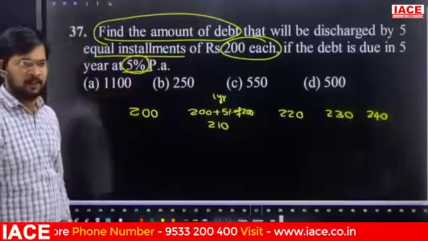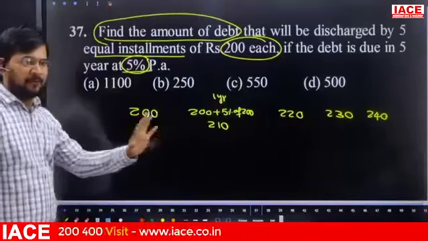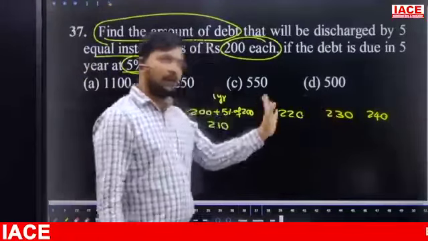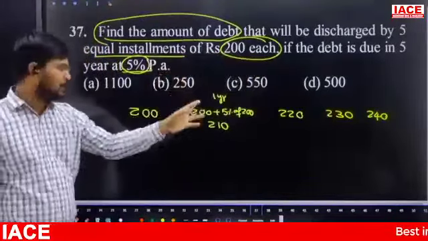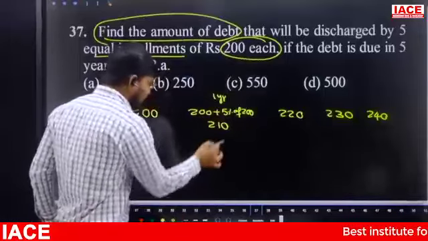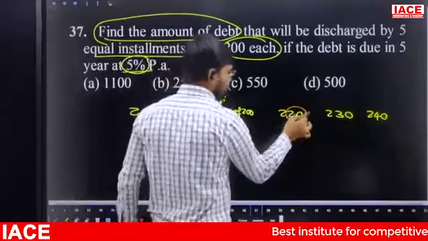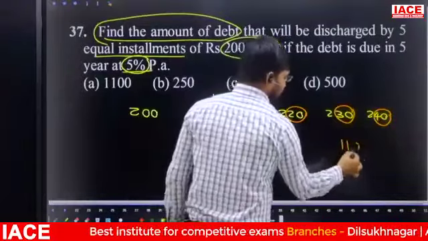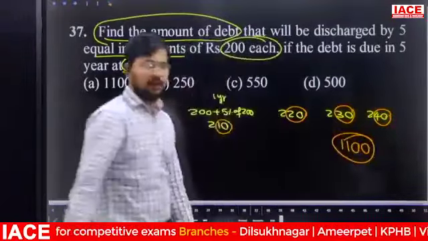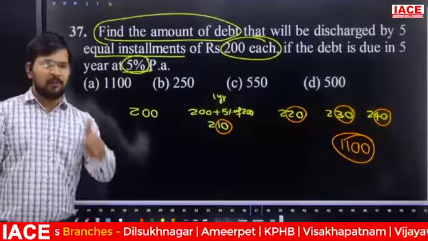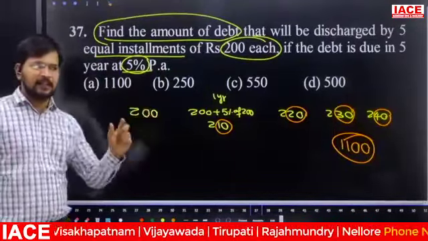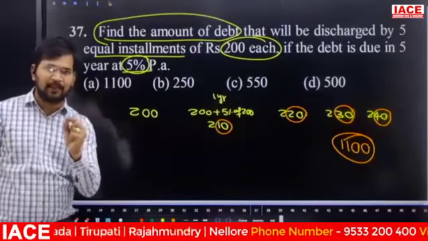So look at me, all of you. 200, 200, 200, 200, 200 is 1,000 rupees. Here 10 rupees extra, here 20 rupees, 30 rupees, 40 rupees. Total 100 rupees. So the total is 1100 rupees. All of you clear? This model I already explained, simple interest installment cases.